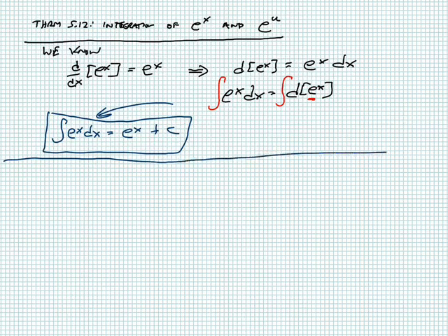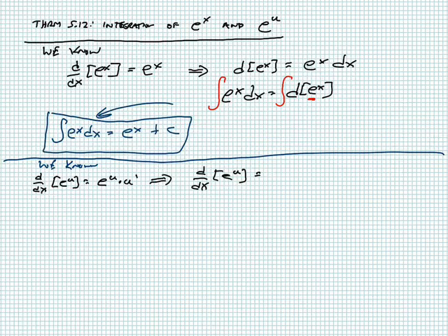All right, let's do the derivation of the integral of e to the u. So we know that the derivative with respect to x of e to the u is going to be equal to e to the u times u prime. Well, and remember that u prime is just du/dx. So this is d/dx of e to the u is equal to e to the u times du over dx.